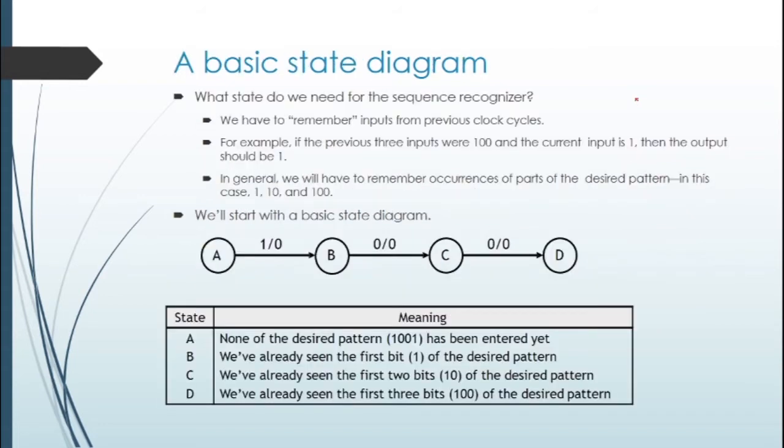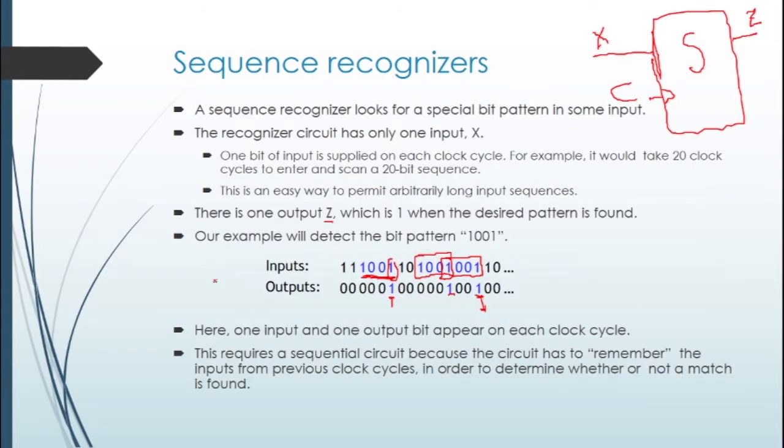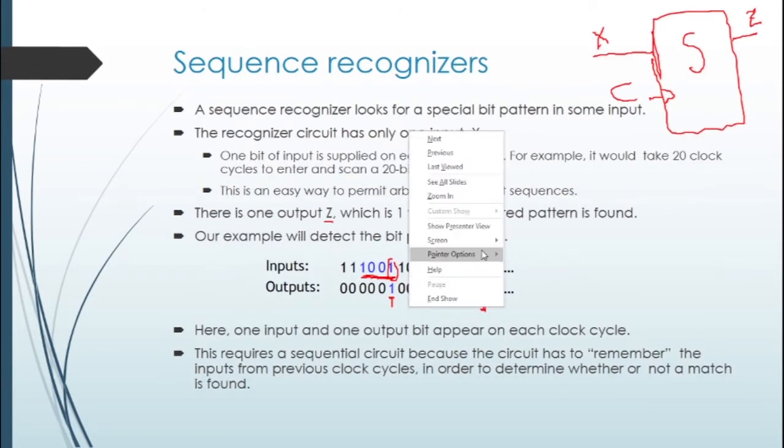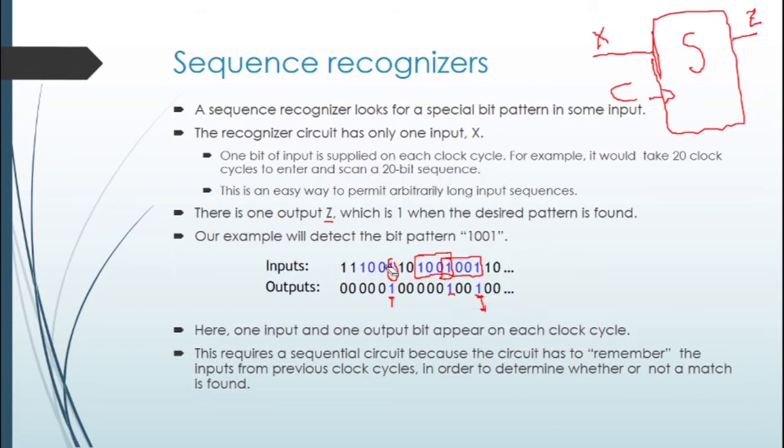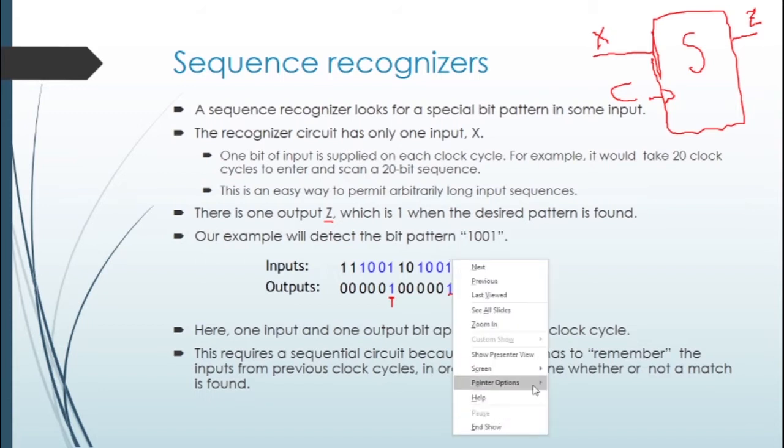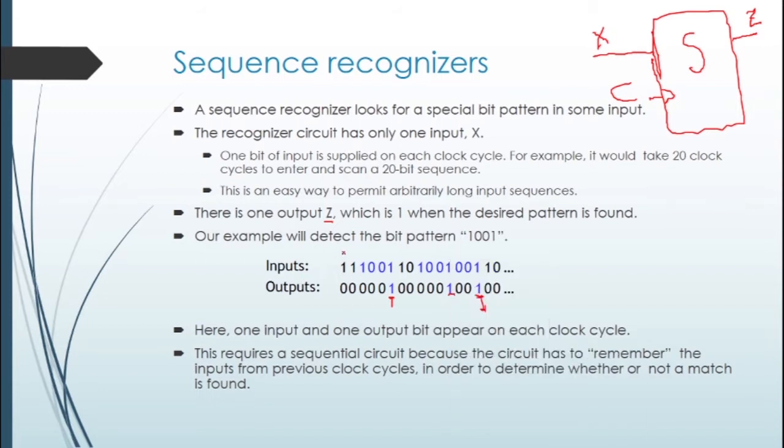So what happens? A basic state diagram. Let's see how this works. We've got a state A. State A is basically a point where our pattern has not yet started. So in this case, we can see before the pattern starts, like in the first bit, when the value is 1, what happens in this scenario? The pattern has not yet started.